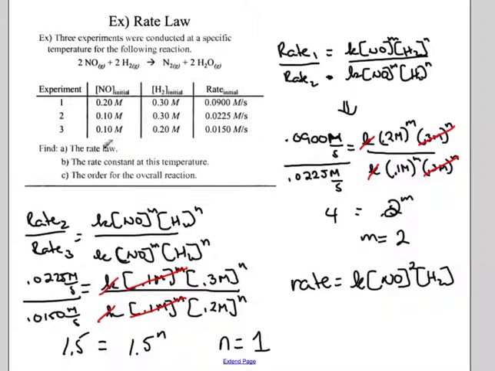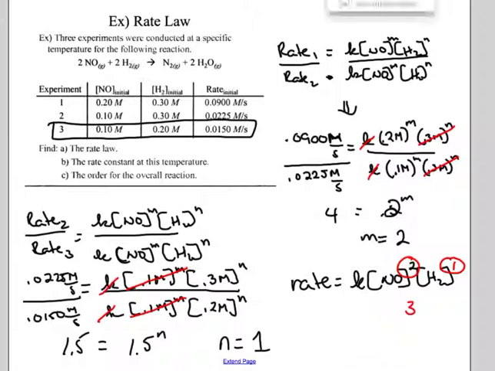Now if we want to find the rate constant at this temperature, all we have to do is solve for K. We can take any one of these experiments. I will take experiment 3 and plug it in. Here I would have the NO, which is 0.01, the H2, which is 0.2, and the rate, and I can solve for K. The order of the overall reaction is just adding those two exponents, so 2 plus 1 makes it 3. So the overall order is 3. If you have any questions, make sure you ask in class.